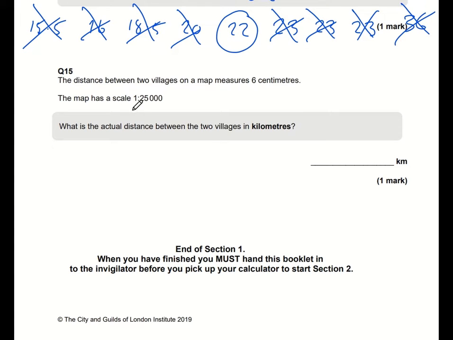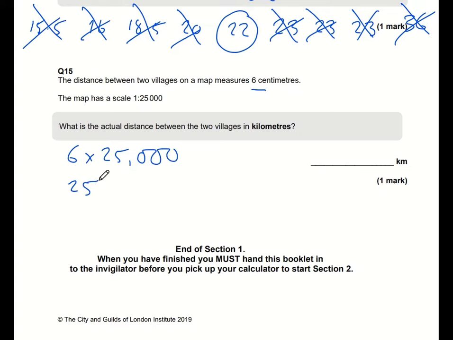And finally, question number 15. So the scale is 1 to 25,000. So what it means is the reality is 25,000 times greater than what is shown on the map. So if the map shows 6 centimeters, in real life that is 6 times 25,000 centimeters.